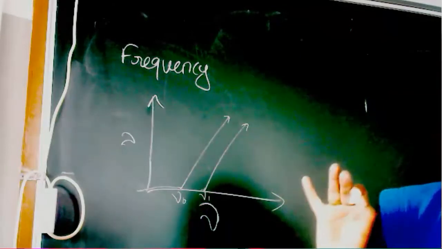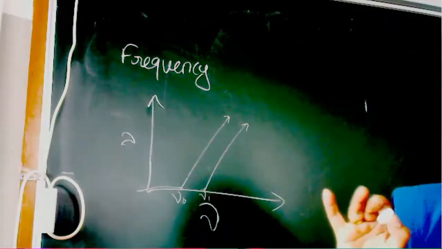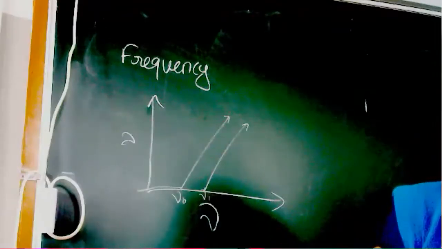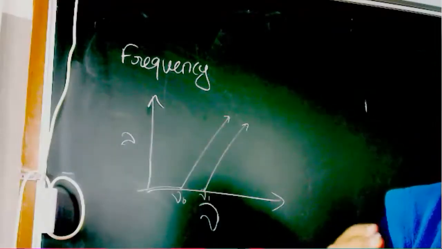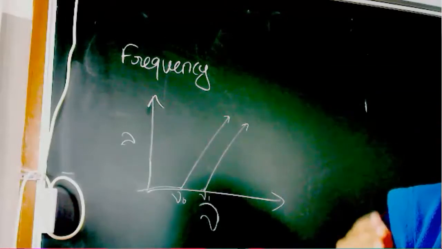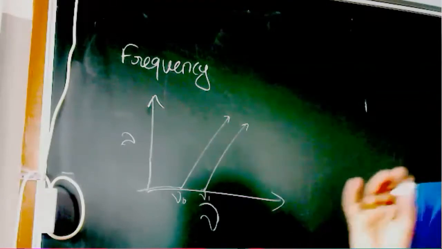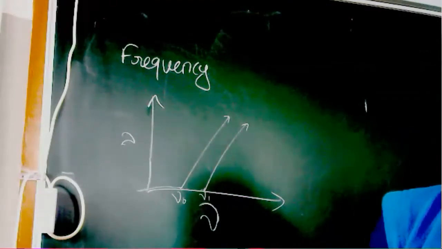Threshold frequency. So what is threshold frequency? It is the minimum frequency of incident radiation which is sufficient to eject electrons from the surface of the metal. That is denoted by mu naught.